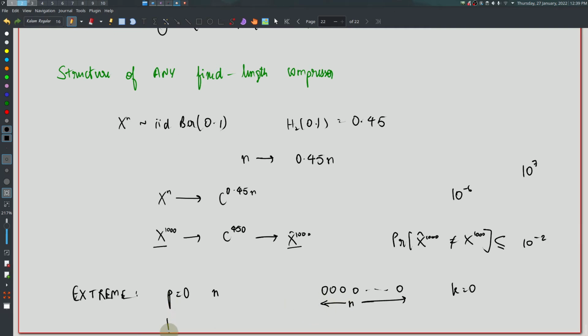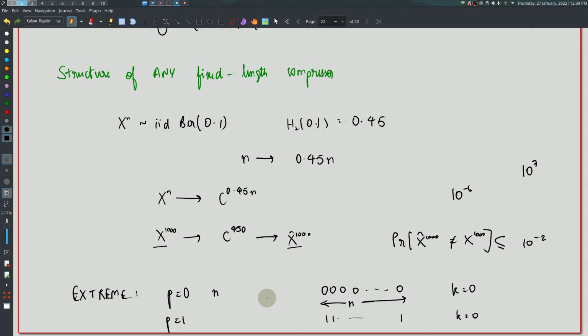The same holds when p equal to 1. You know that it is always going to be a sequence of all ones. So even in this case, k equal to 0. Now if you try to extrapolate this, if p is very, very tiny, then you can imagine that you don't need so many bits.